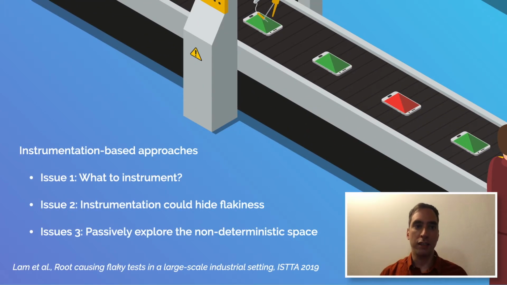Existing root cause analyses for test flakiness rely on execution logs obtained with code instrumentation. These approaches have three issues. First, they need to decide what to instrument, but this depends on the type of flakiness, which is something unknown in advance. Second, the use of instrumentation may prevent the manifestation of the flakiness. Third, they passively explore the non-deterministic space by re-executing the test many times, hoping that the flakiness will occur.